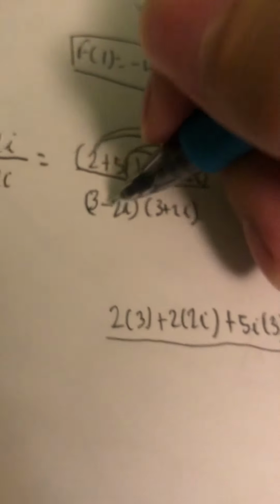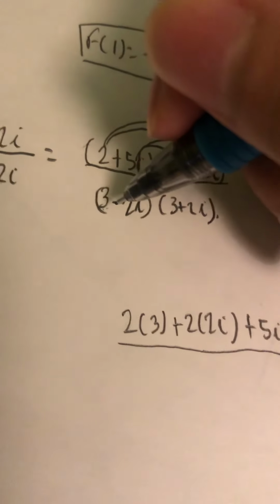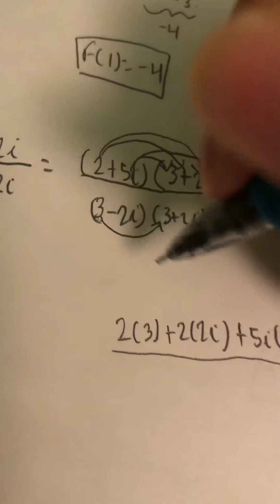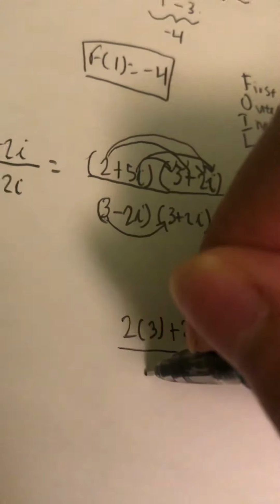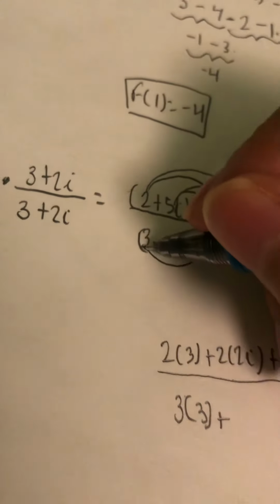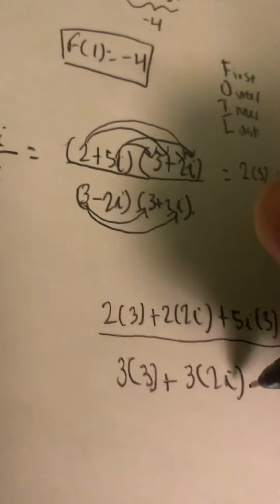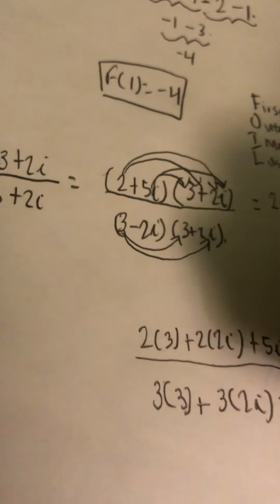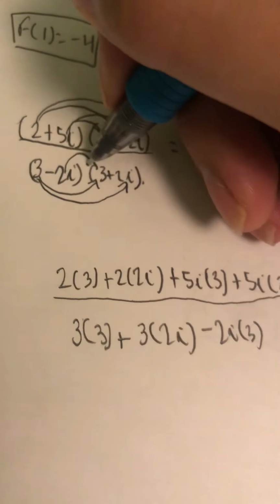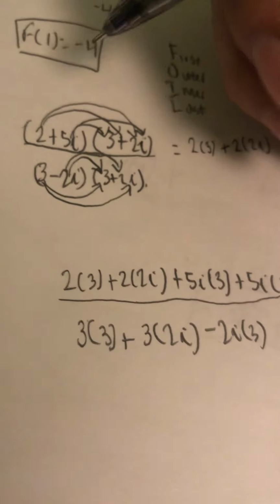For the bottom, you can do the same thing if you'd like. If you don't know the sum and difference pattern, it's okay. You can just do the same thing. So you have 3 times 3, and then plus 3 times 2i, and then minus 2i times 3, and then minus 2i times 2i.